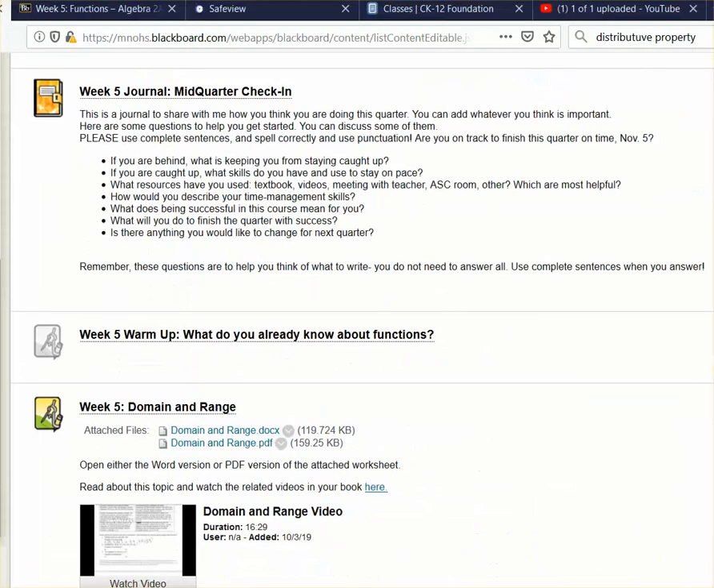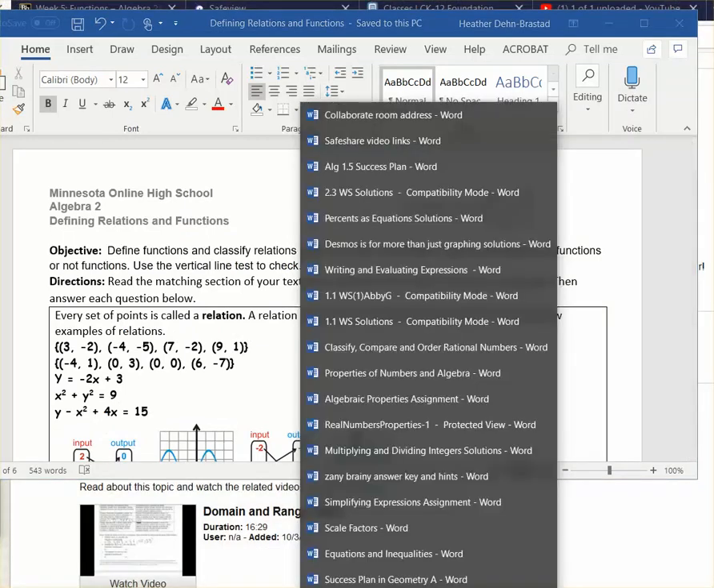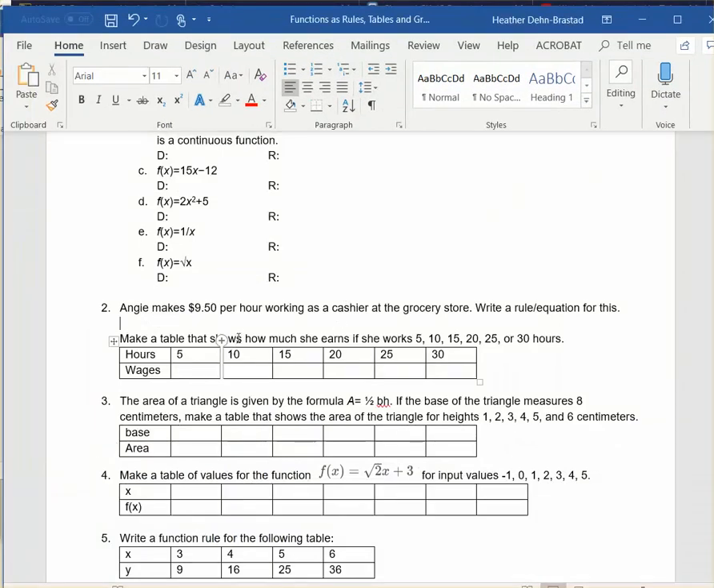It would be something like wages is equal to $9.50 per hour. So we could write it in function notation. We could say that f of h, the function of the hours, is equal to 9.5 times h, if we wanted to get into function notation. And then, 5 times 9.50 for this one, 10 times 9.50, and so on. That's how you'll complete that.